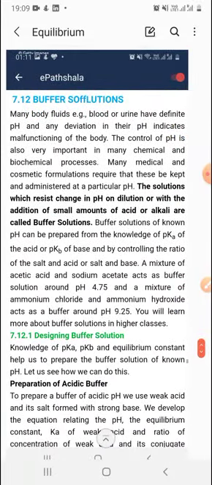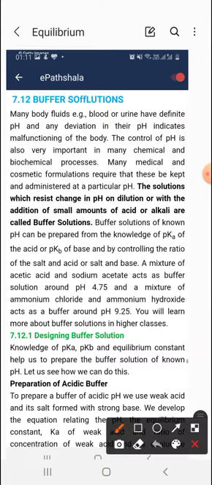The buffer solution, basically what it does, it resists the change in pH on dilution or with the addition of a small amount of acid or alkali. It is called a buffer solution. Buffer solutions of known pH can be prepared from the knowledge of pKa of the acid or pKb of the base, and by controlling the ratio of the salt and acid or the salt and base.